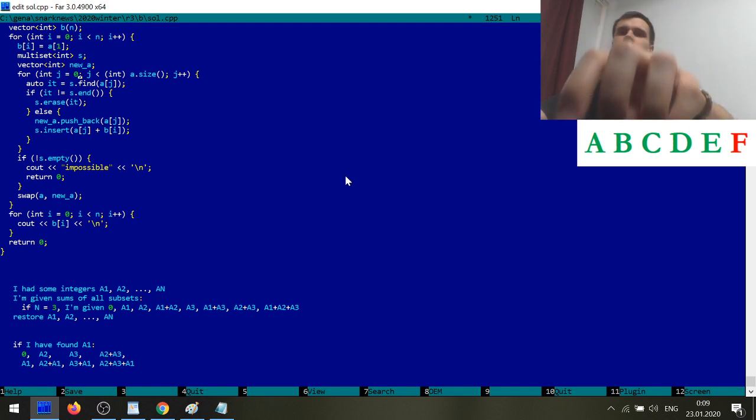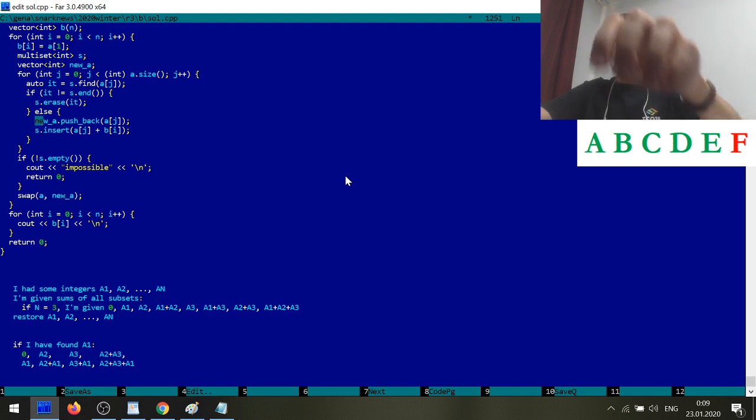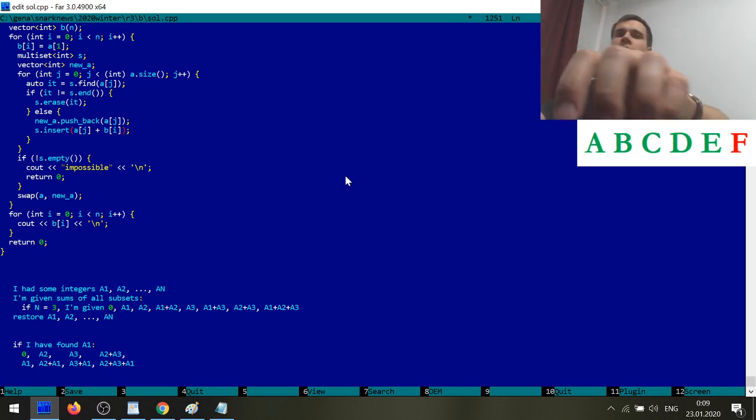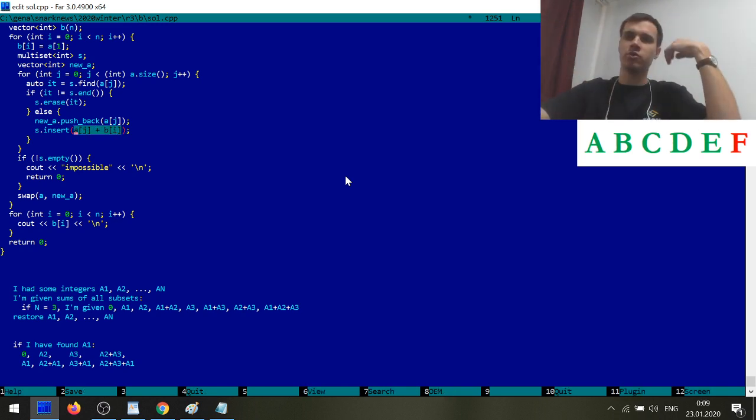So basically I go through all subset sums from left to right in non-decreasing order, and for each sum I try to find it in the set. If it's in the set, then I just erase it from the set. If it's not in the set, then I realize that this subset sum does not have a1, but then I know that I have a subset sum which is equal to aj, this integer, plus that a1, which is bi actually. So I insert it into the set. I guess in this case, code tells better than words. But yeah, I suppose that's just the way I do it.